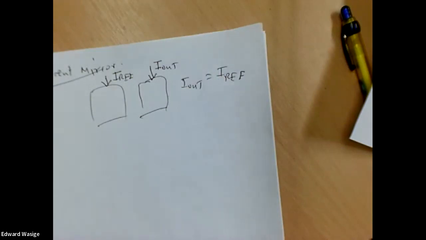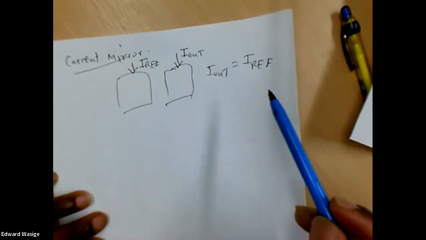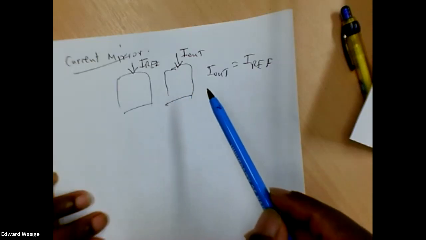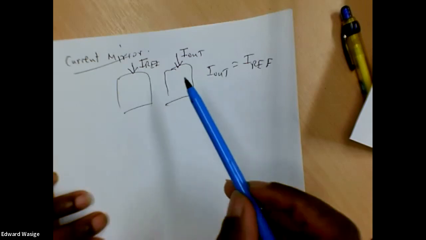Yeah, IDS cannot be set precisely. So the circuit which I just had, we cannot set the biasing current IDS to the value which we want. But through current mirrors we are able to do so. And let's just discuss what current mirrors are. What's a current mirror?